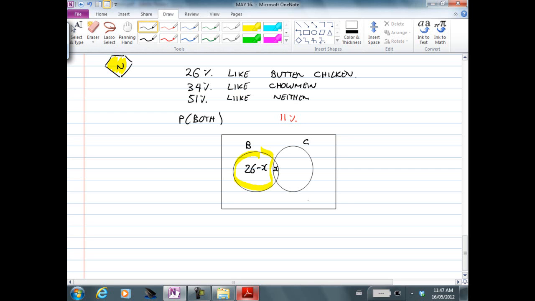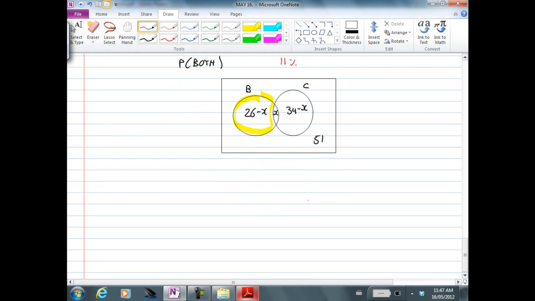So now, go ahead and label the chow mein part. 34 minus x. And I label outside, which is 51. A lot of you have many complicated ways of doing this, but look how easy this method is. So guess what we're going to do now? Add everything together, and it has to equal a magic number, which is 100. 26 minus x plus 34 minus x plus 51. If you add everything together, it must add up to 100. That was my deal for you.